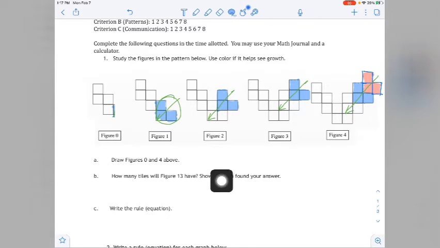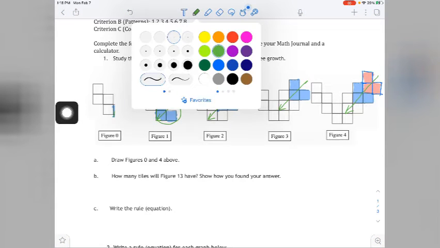The next question says, how many tiles will figure 13 have? And we need to show our answer here. There are lots of ways to do this. Some people use tables. Some people tried to do some proportional math here, but if you'll notice, these numbers are not proportional, and so that was an assumption that you would have gotten wrong. The way I recommend, I think the simplest way to do it, is to use the rule.